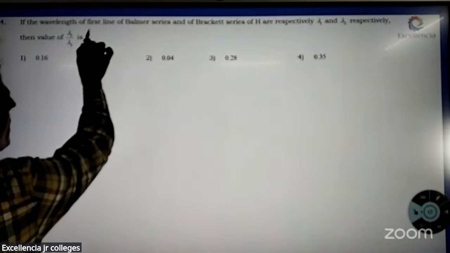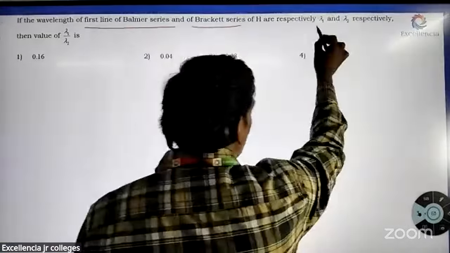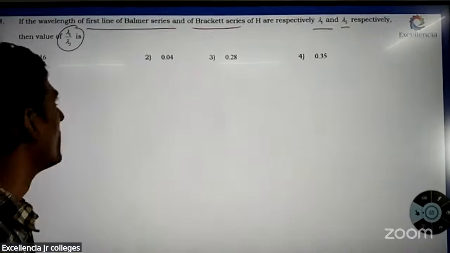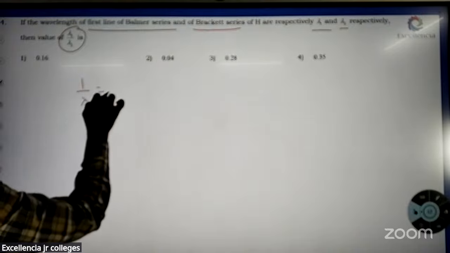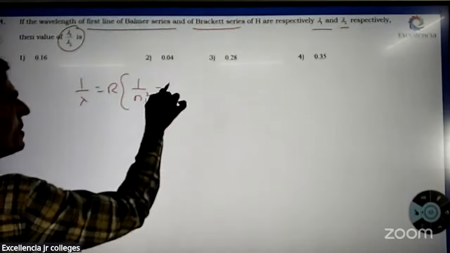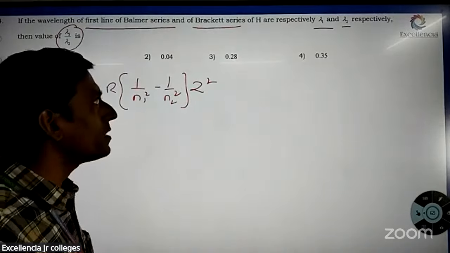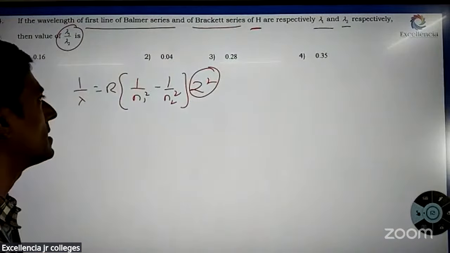What they are asking? The wavelength of first line of Balmer series and the Brackett series of hydrogen respectively, lambda 1, lambda 2. Then they are asking the ratio of lambda 1 by lambda 2. So hydrogen spectrum question, formula-based question. We'll go for the formula: 1 by lambda is equal to R into 1 by n1 square minus 1 by n2 square into Z square. As they are saying hydrogen, you can neglect the Z there.